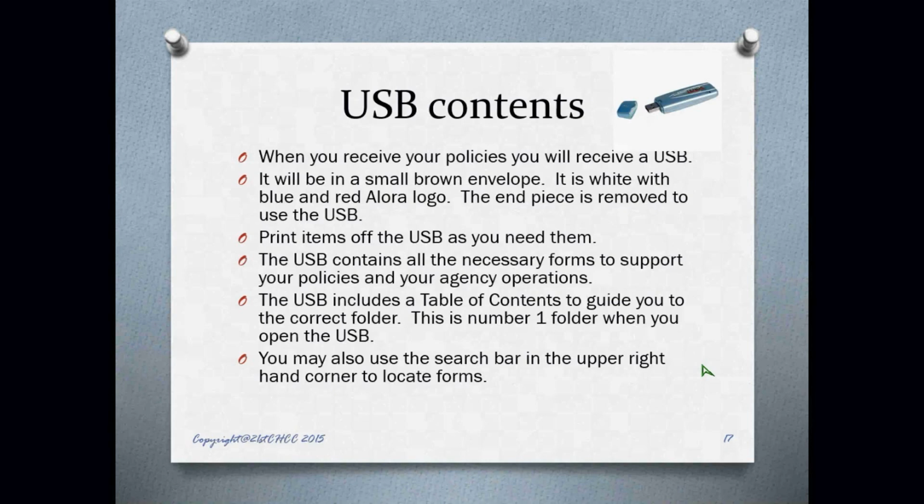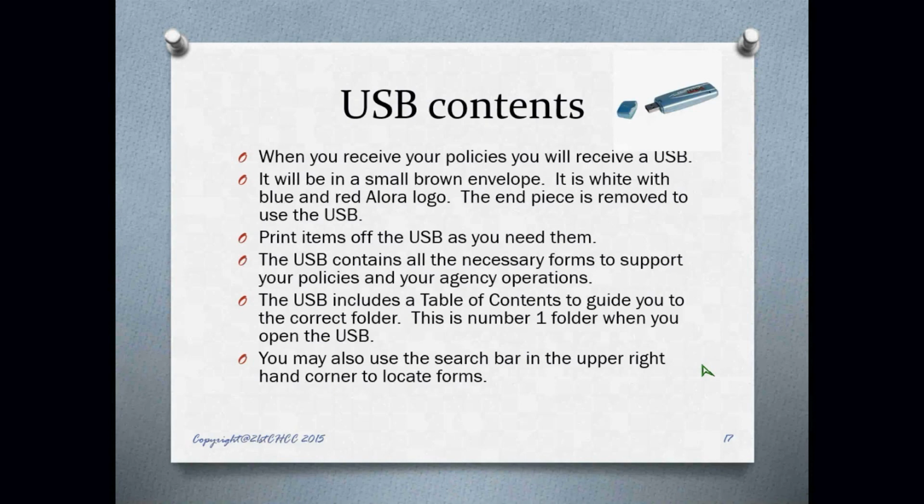We provide also to you a thumb drive or a USB. We're going to give that to you when we send your policies to you. We put it in a small little envelope because it's sometimes easy to get lost. It's white and it's got the blue and red Allure logo on it. They donate those to us, so we are able to use those. It looks kind of like an eraser. It's a white rubbery. The end actually comes off, so that you can have access to the plug-in.